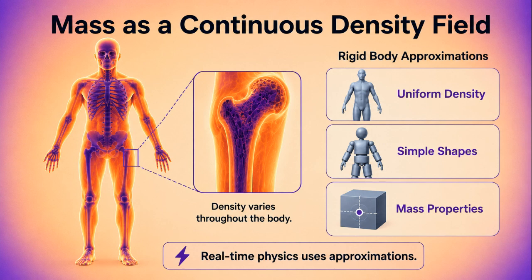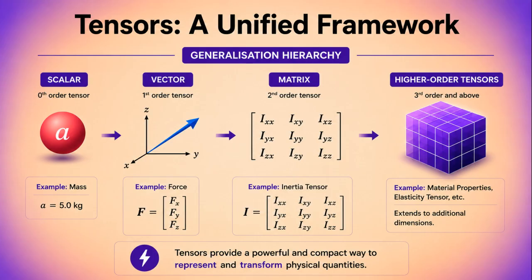To understand these models, we must first understand what a tensor is. Tensors generalize scalars, vectors, and matrices within a single framework. They allow us to store and transform information. We can use them to transform angular momentum into angular velocity.